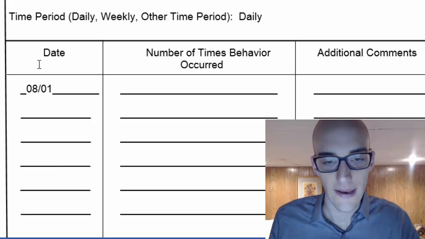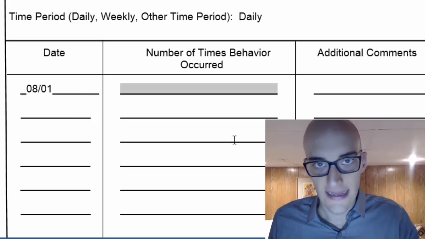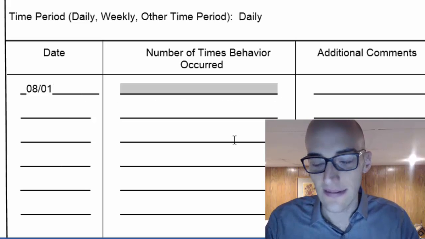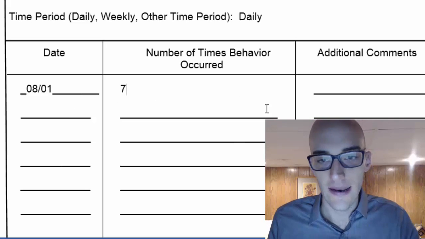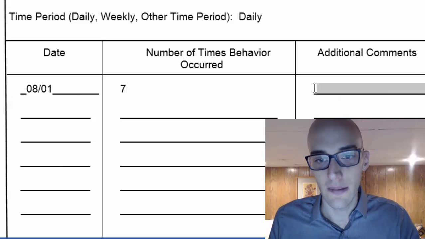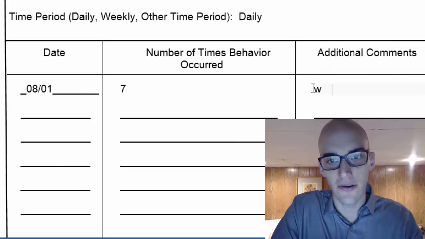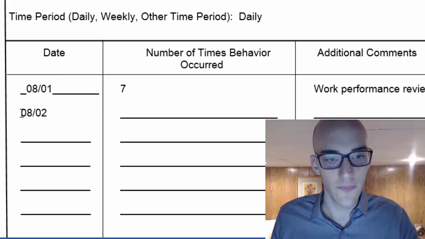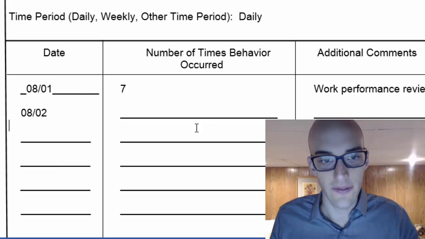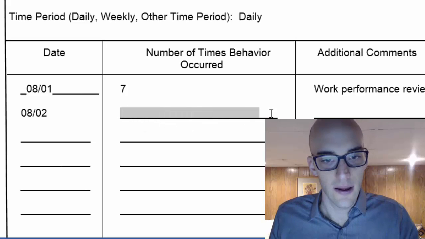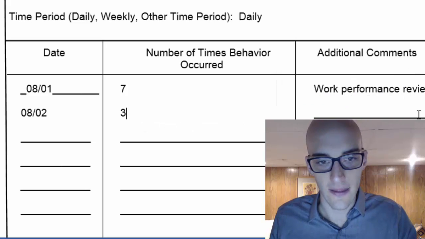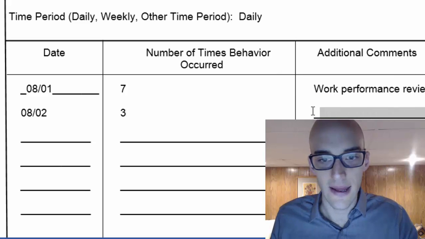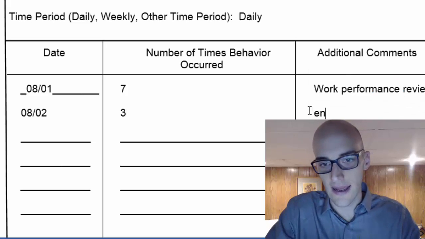1st. And number of times the behavior occurred. So let's say that she had 7 negative thoughts about herself on this day. And an additional comment, maybe it was her work performance review. All right, and then August 2nd, number of times the negative thought occurred. We'll just say 3, and you could say end of the work week.